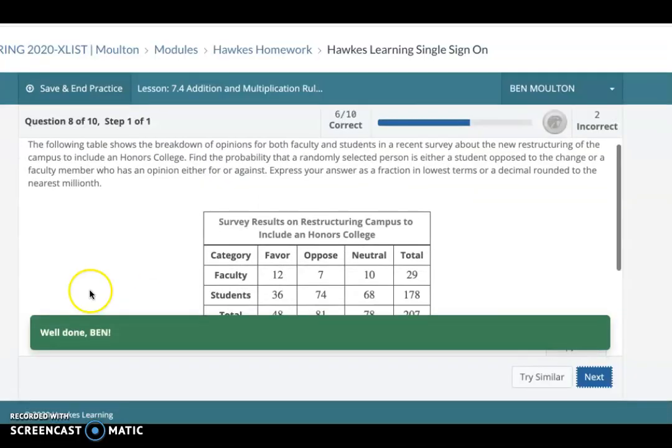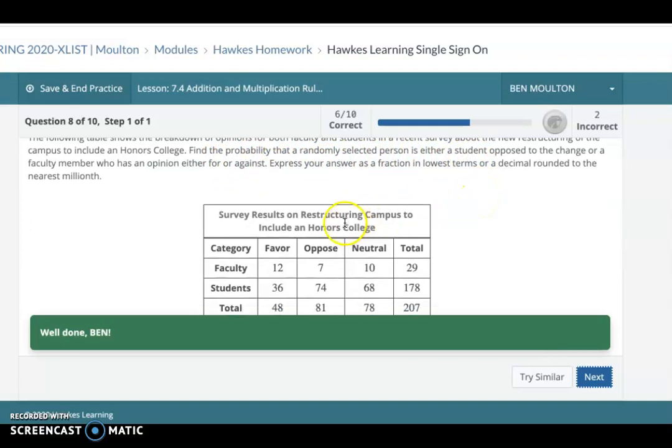I'm moving on. The following table shows the breakdown of opinions for both faculty and students in a recent survey about the new restructuring of a campus to include the honors college. So this is a lot like the previous problem. But this time we're going to find the probability that a randomly selected person is either a student opposed to the change. So you look over here, students that are opposed, so that's 74.